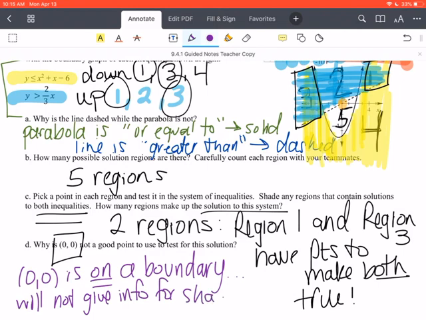Don't be the person who tests a point on the line. That's why you need an accurate diagram.